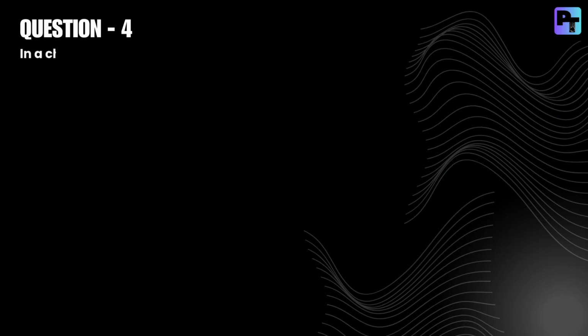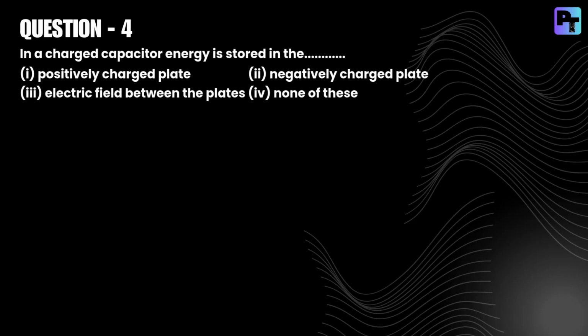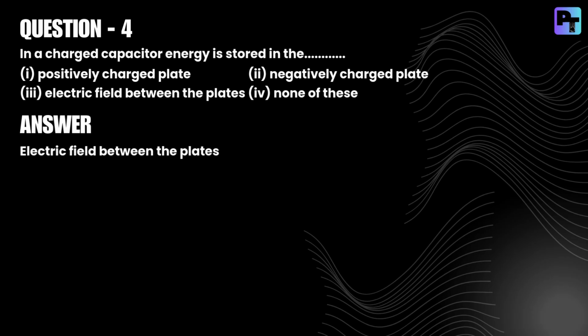Question 4. In a charged capacitor, energy is stored in. Options are 1. Positively charged plate. 2. Negatively charged plate. 3. Electric field between the plates. 4. None of these. Answer is option 3. Electric field between the plates.